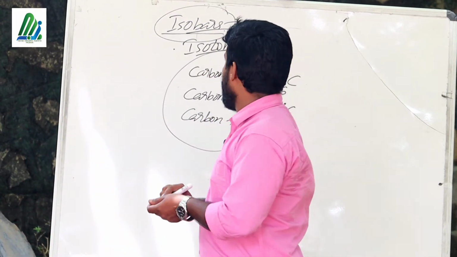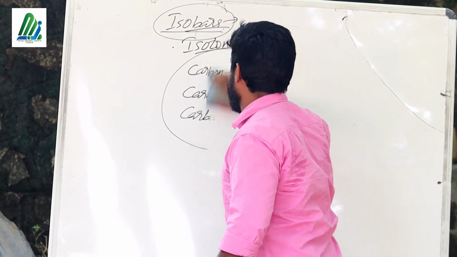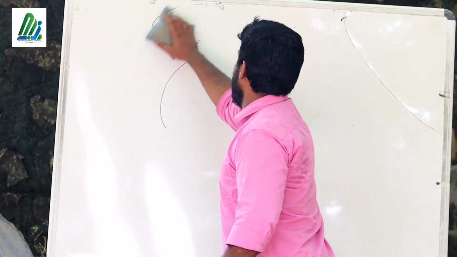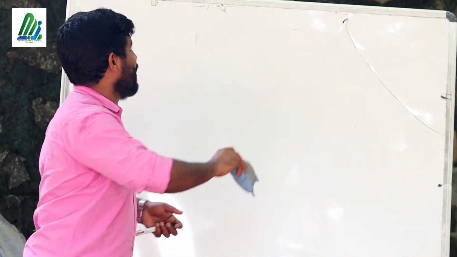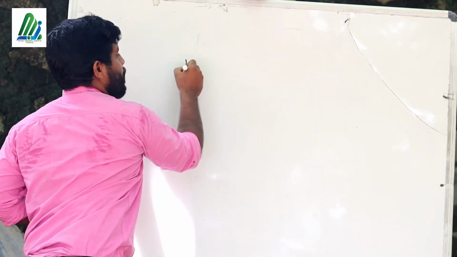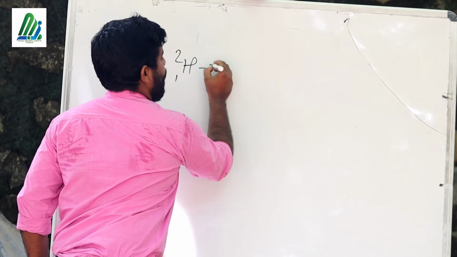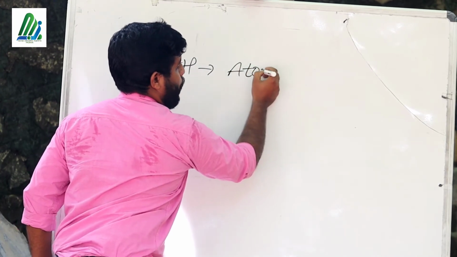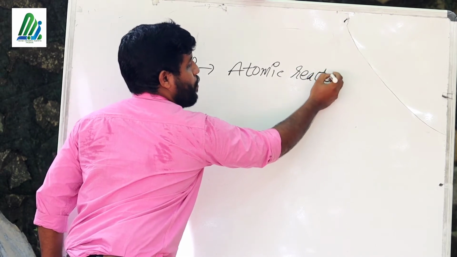Now we are going to discuss some isotopes and their uses. The first use we are discussing here is for deuterium. Deuterium is represented by the symbol H12. Deuterium is used in atomic reactors.